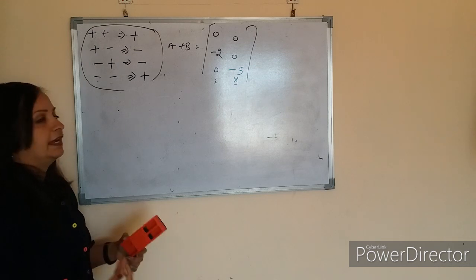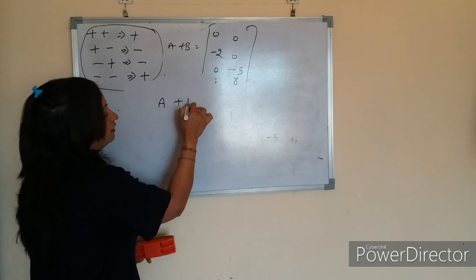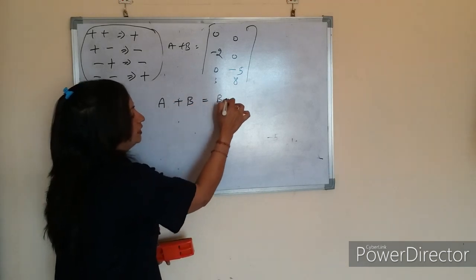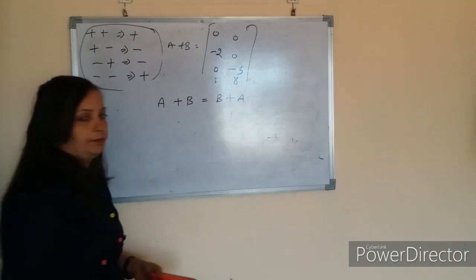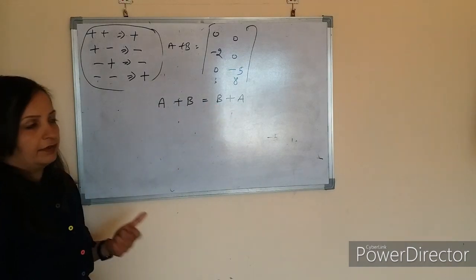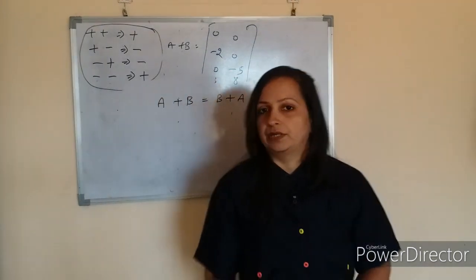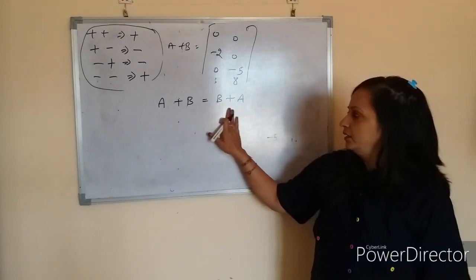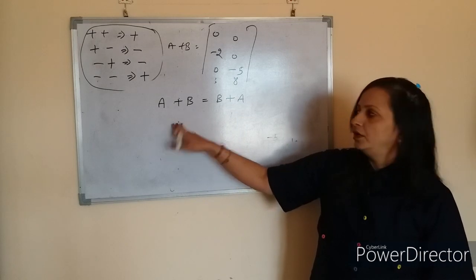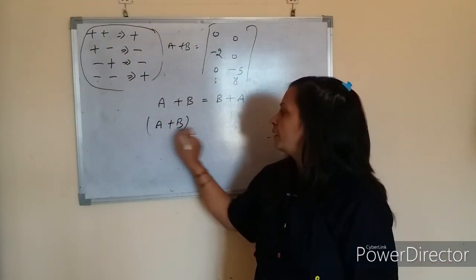And what's that? We have some properties of addition. In basic mathematics, you already know that addition is always commutative. So here also matrix addition is commutative. That means if I add A plus B and if I add B plus A, I will have the same answer. A plus B must be equal to B plus A. So this is called the commutative law.